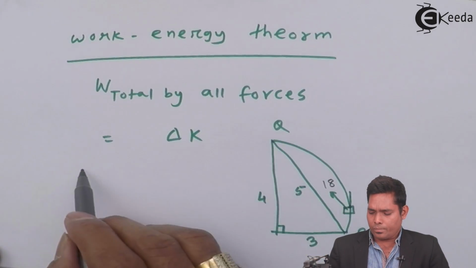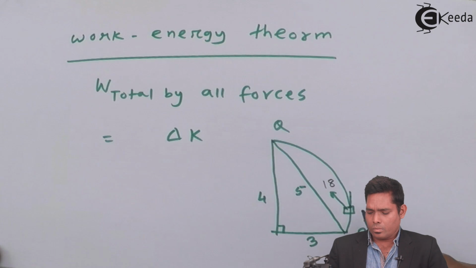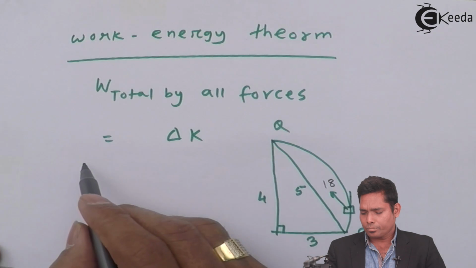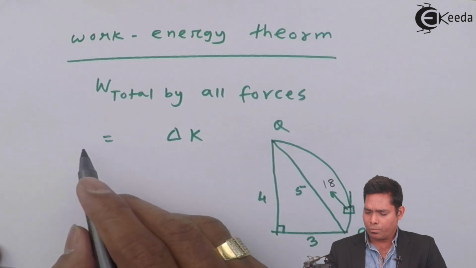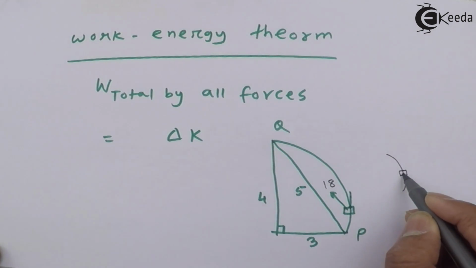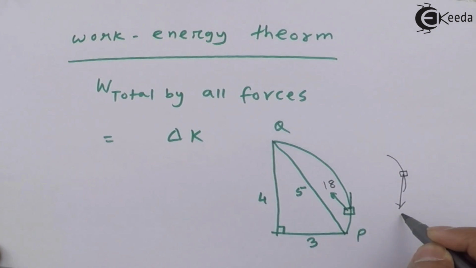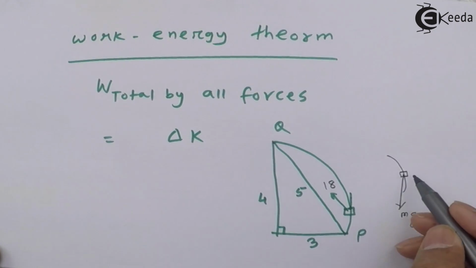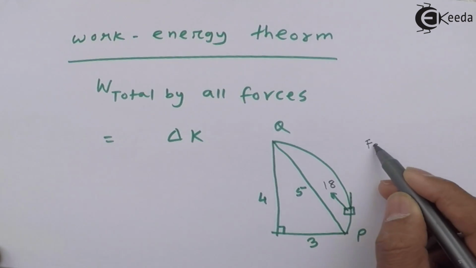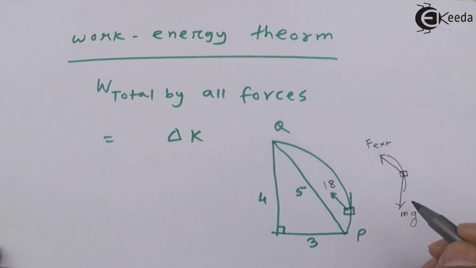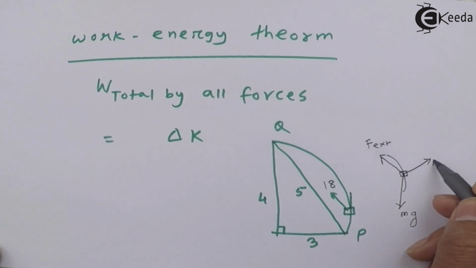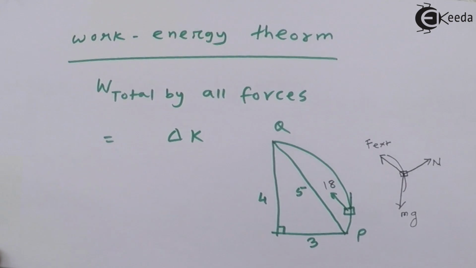So for the total work done, there are forces involved. If I draw the free body diagram of this block, it is acted upon by gravity, which is vertically downward, that is mg. The force which is externally applied, that is the external force, equal to 18 Newton, and the normal reaction. So there are 3 forces involved.